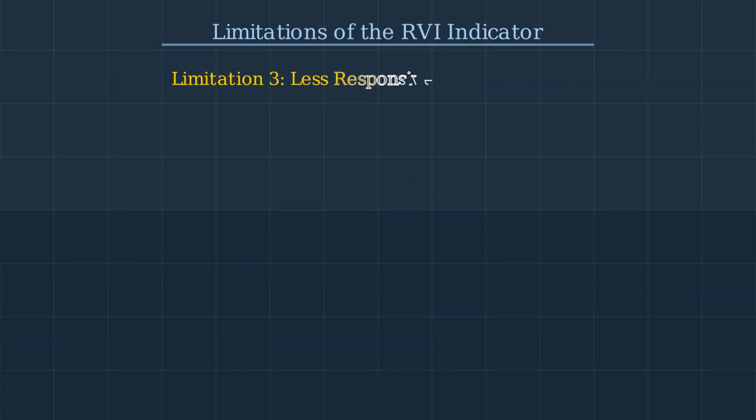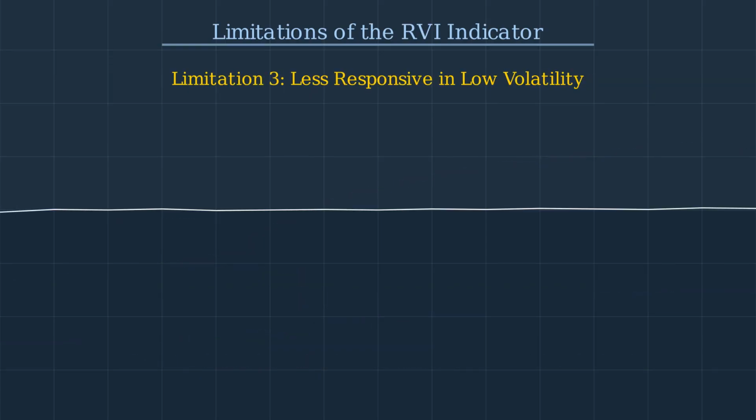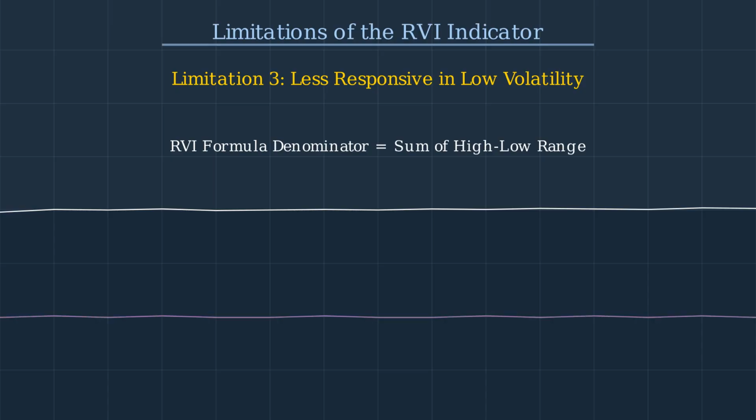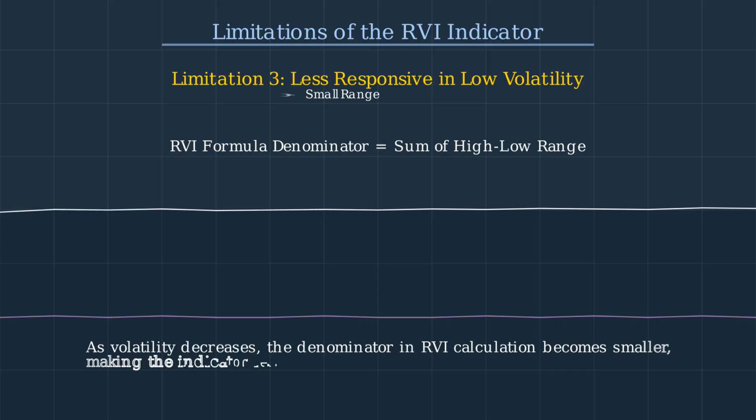The third limitation occurs during periods of low volatility. When markets enter low volatility phases, the high-low range decreases, causing the RVI denominator to shrink. This results in an unresponsive indicator that struggles to generate meaningful signals, even when small price movements occur.